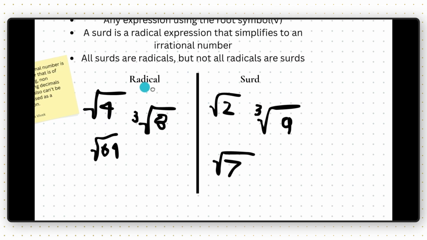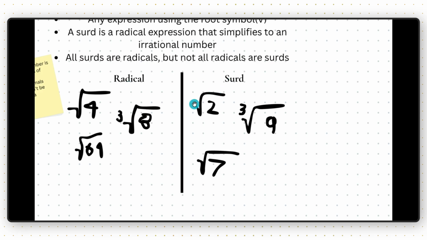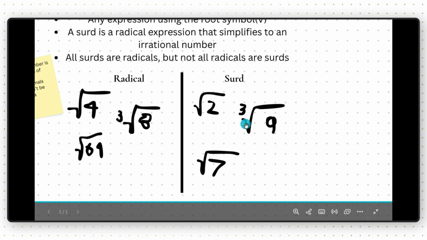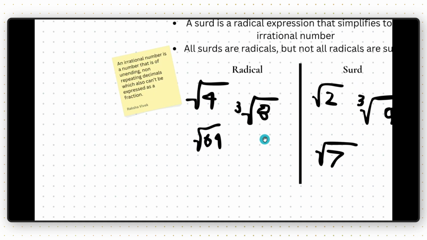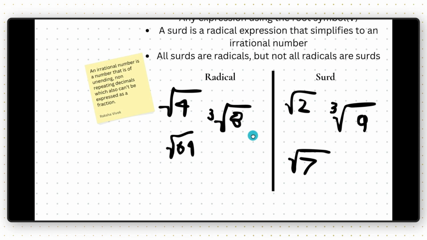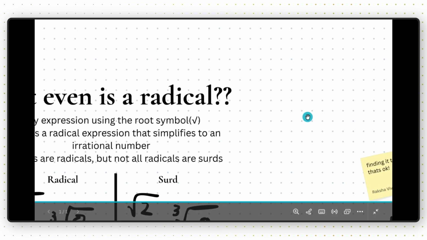So, all of these surds, they are radicals because they use this root symbol right here. But not all of these radicals are surds because they simplify to a rational expression. So all surds are radicals because they use this symbol, but a radical only becomes a surd if it simplifies to something irrational. So I hope you understood that.